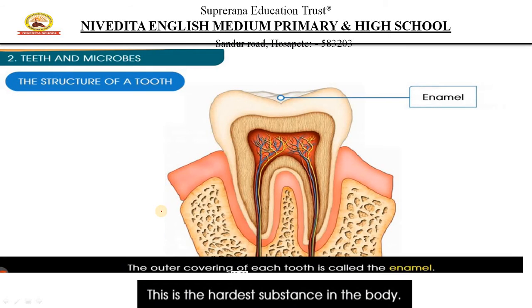The outer covering of each tooth is called enamel. This is the first part. Enamel is the outer covering of each tooth that we have, which you can just touch. It is the outer cover of your teeth. It is very hard. It is the hardest substance in the body. It's very hard, children.